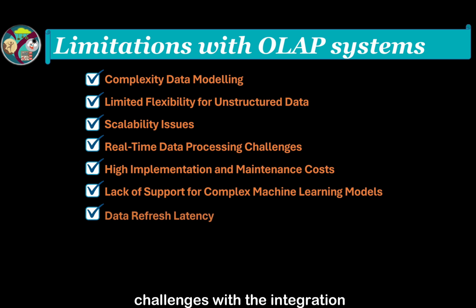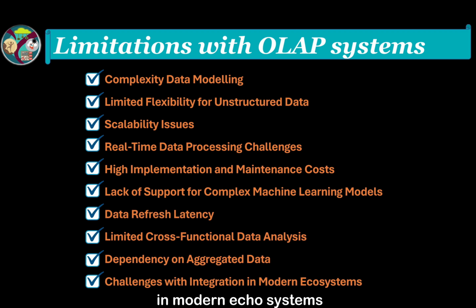The next one is challenges with integration in modern ecosystems. Since we are talking about traditional OLAP systems, if you want to integrate with any modern ecosystems, I mean any cloud platforms, it is a challenging part in traditional OLAP systems. That's where people are migrating to cloud platforms like Snowflake Cloud Data Warehouse, Amazon Redshift, or Azure Synapse. These warehouses are available as cloud-native OLAP systems.